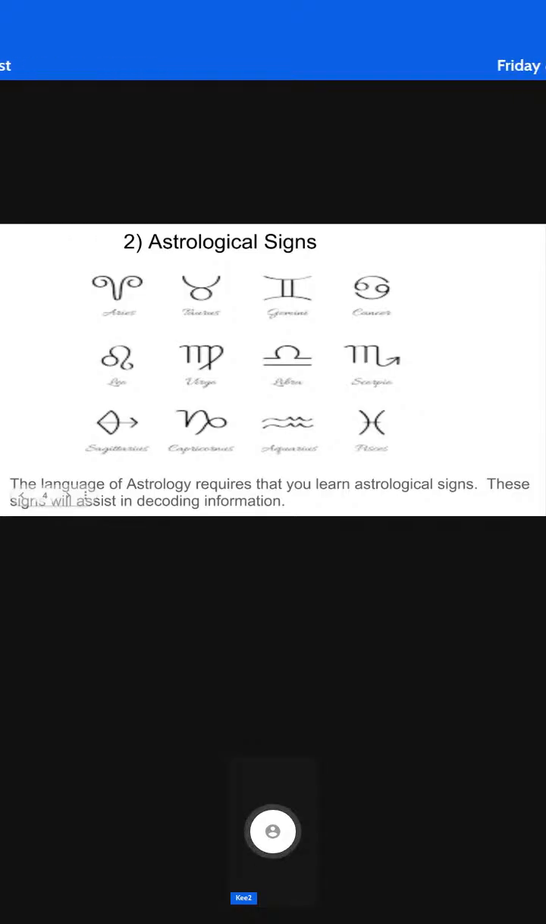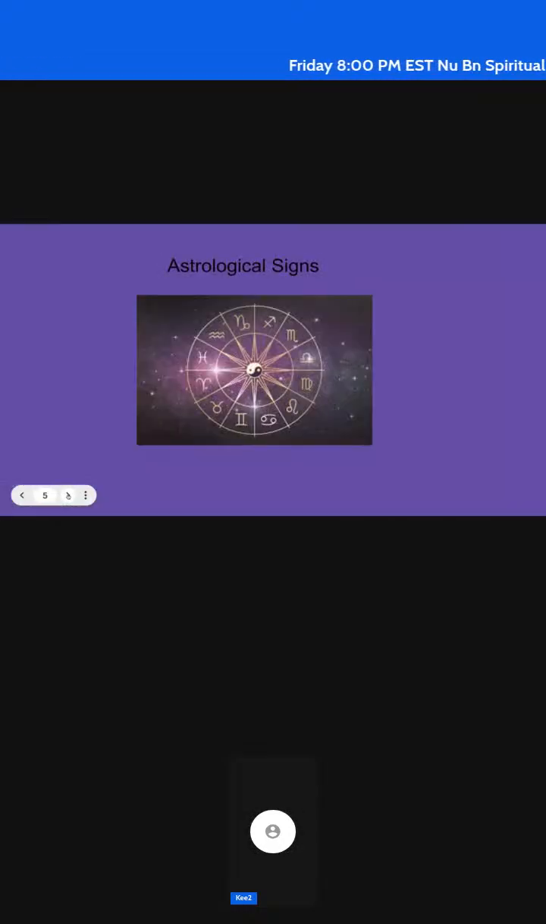The language of astrology requires that you learn astrological signs. These signs will assist in decoding information. Once you have learned astrological signs and symbols, you'll be able to place them on an astrological chart.